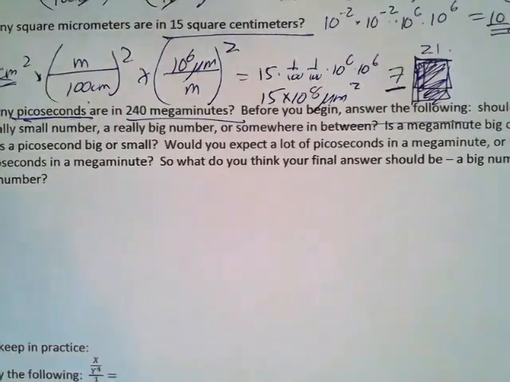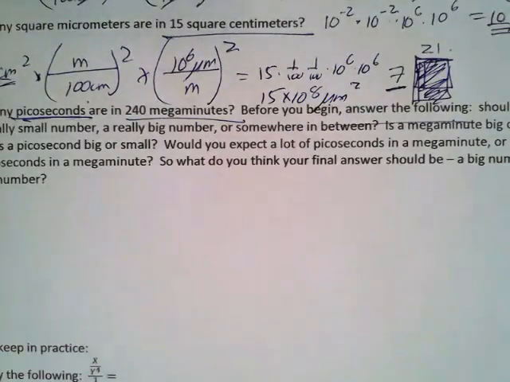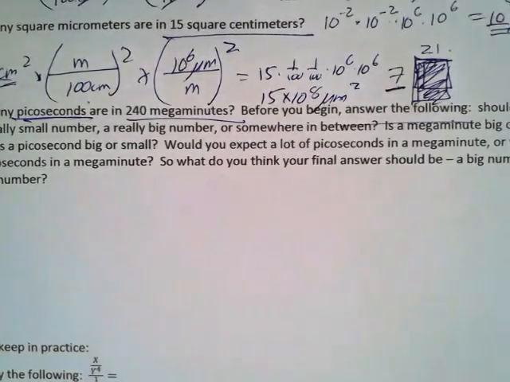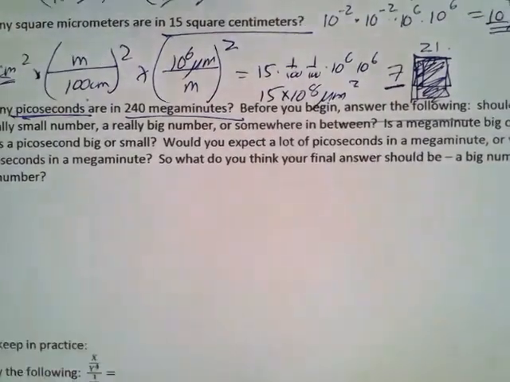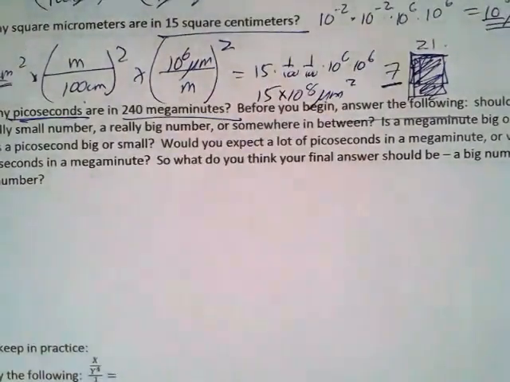That's going to have a lot of seconds, even if we're just seconds. But now we're talking about picoseconds. Picoseconds are really, really small, smaller than regular seconds. So if we have a really, really big number and we chunk it up into really, really small pieces, we should have a ton of those small pieces. So we should expect a really big number.